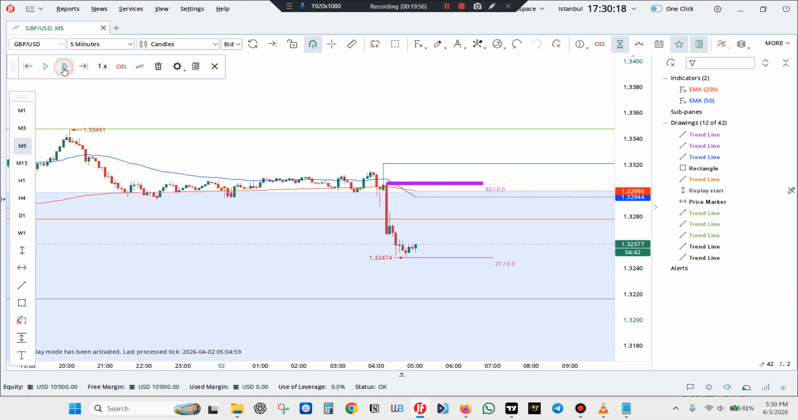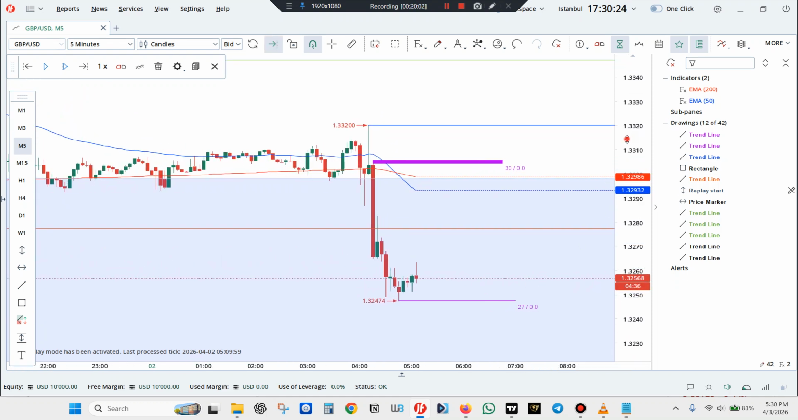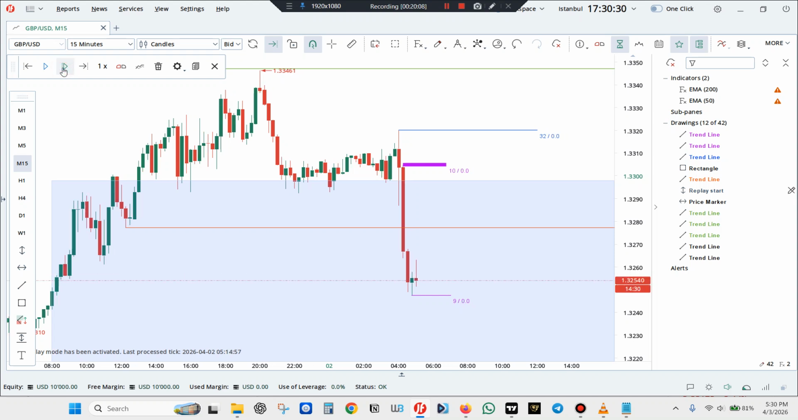So let me play the first one, the second one. We did not get an expansion. So what do we do from this point? We switch back to M15 and let that M15 candle close. Remember how many M15 candles we have in 1 hour? It's 4. So this is the first 15 minutes.